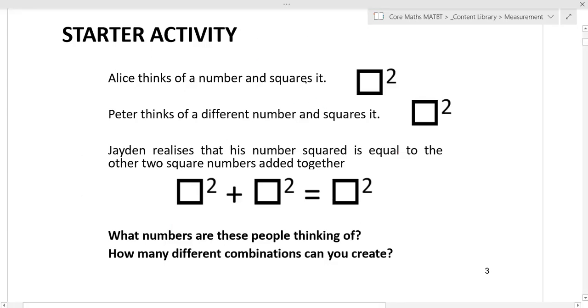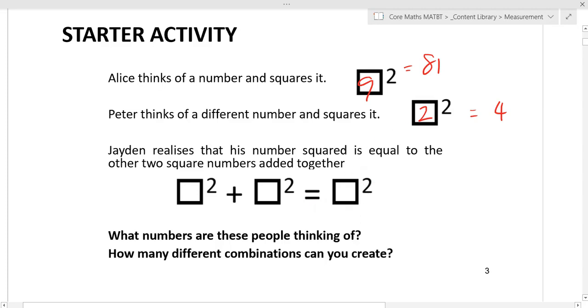So what this is saying is Alice thinks of, say, for example, 9 squared. You don't have to do this, but 9 squared. Anyone know what that equals? 81. Good. And then Peter thinks of another number. Let's go 2 squared. What's 2 squared? 4. Okay. And then Jaden realizes that the number he's thought of is basically whatever these 2 squared equal, and then adding them together and then squaring that number.